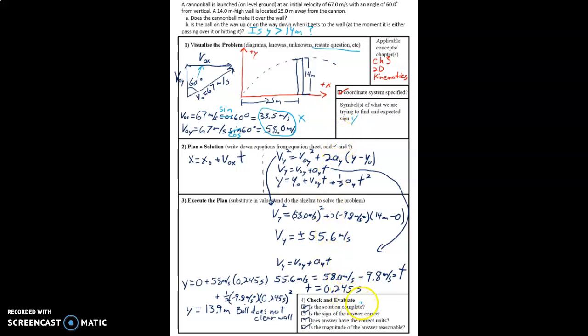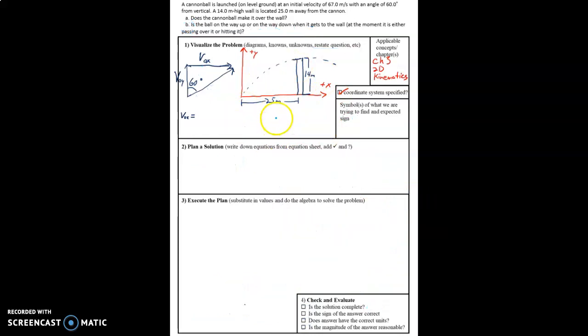Okay. Also, is the solution complete? No, because we see that part B wasn't done. So let's go ahead and redo this problem, and you have room in your packet, a fresh problem-solving template on which you can do this. Let's go ahead and fill this in correctly.